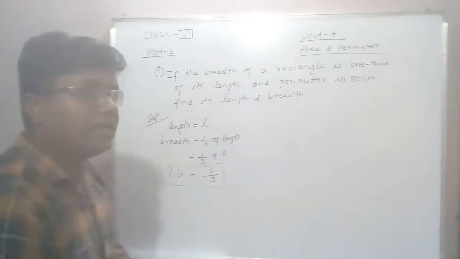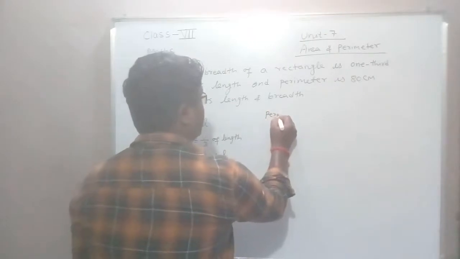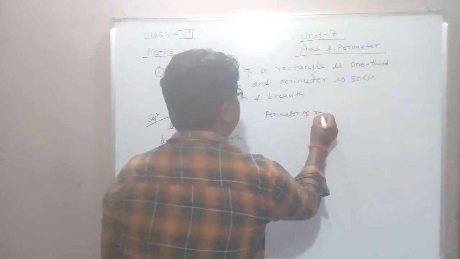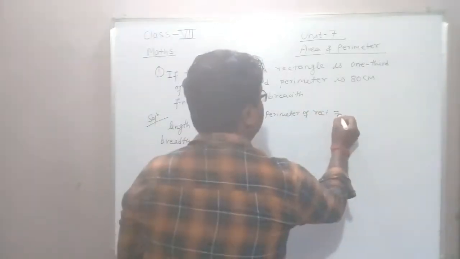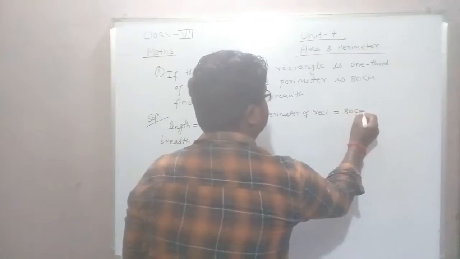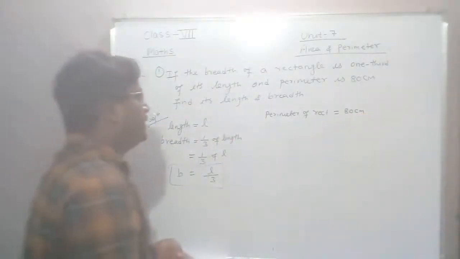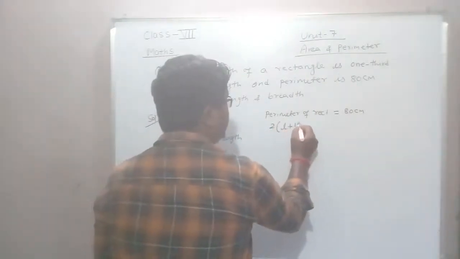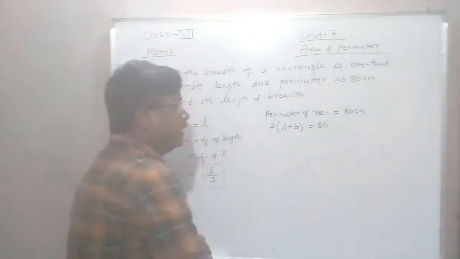And next thing, what is given to us? Perimeter of the rectangle is given to us, that is 80 centimeter. So we have the formula for perimeter of rectangle, that is 2 in bracket L plus B is equal to 80. Unit I have left; at last we will write the unit.